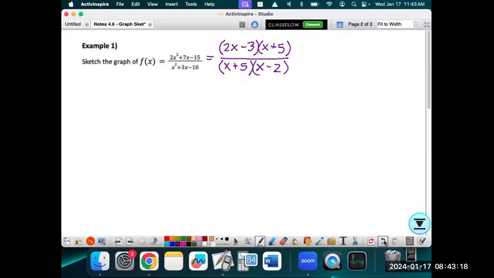So for my domain, that is going to end up being all real numbers except what would cause the denominator to equal 0, which would be negative 5 and positive 2.